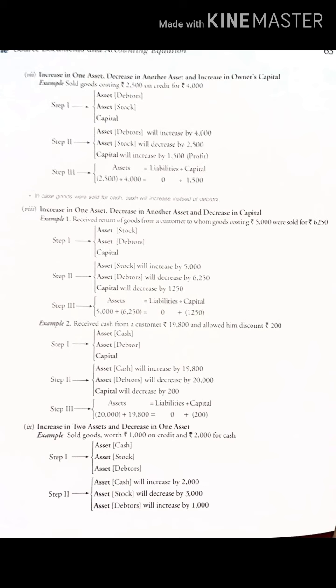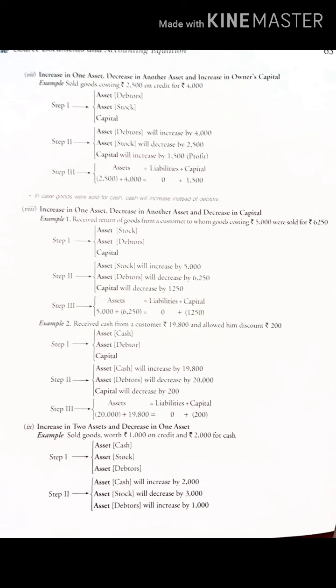Am I clear? Now step 3, again we'll check the equation. Assets equals liabilities plus capital. Now what were the assets? Two assets were there: minus 2500, because 2500 was the stock which was reduced, right? Why? Because it was going. So we put it in brackets, plus 4000. 4000 was added because debtors were increased, equals no liabilities plus capital. How much capital is increased? 1500. If you solve it, you'll see that the left hand side and right hand side of the equation are balanced. So that is what we are checking while checking the equation.